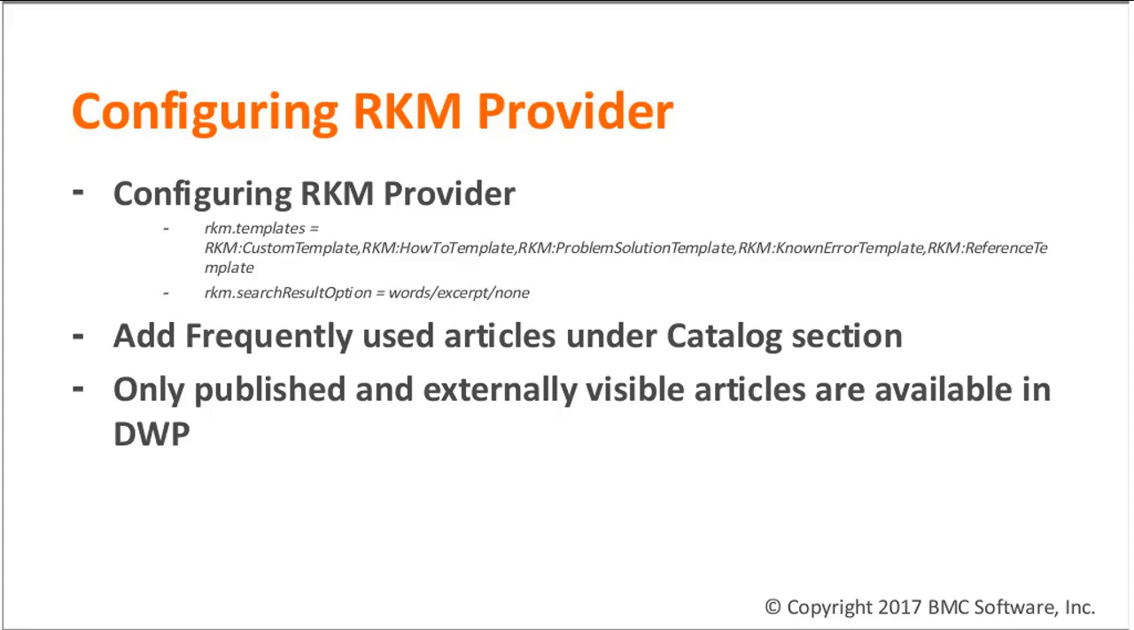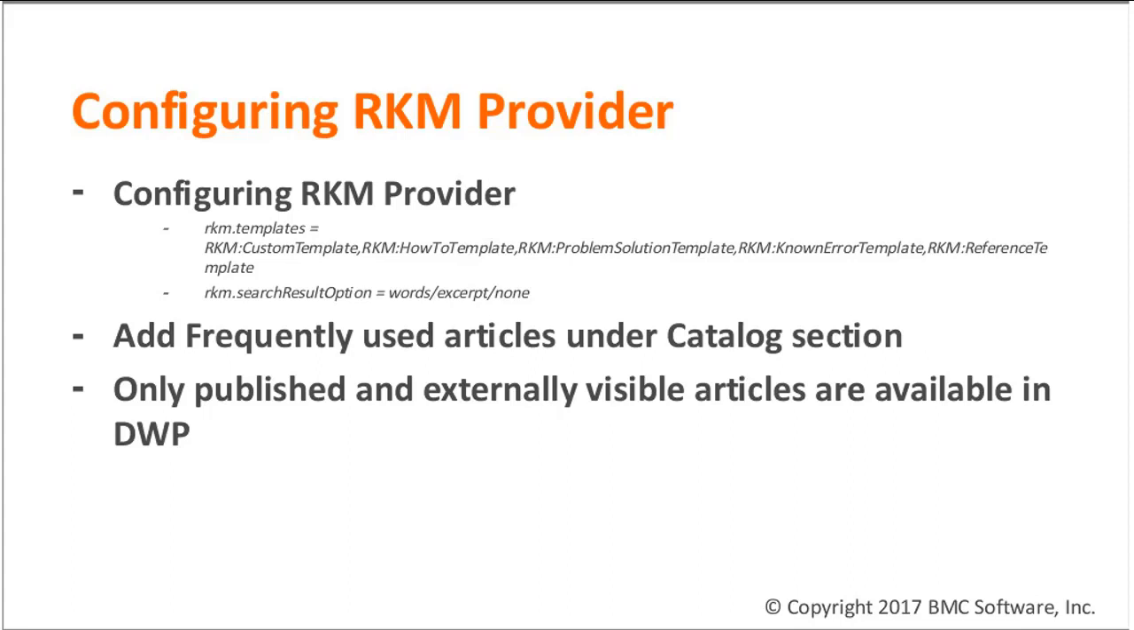When you configure the RKM provider, there is an option to configure the template. So for example, say you don't want to use all the different types of articles that Digital Workplace supports, such as how-to, non-error, problem, reference, etc. And let's say you wanted to expose only the how-to articles in Digital Workplace, you could do so by configuring the RKM templates in the RKM provider section. By default, it has all the template names defined. Let's say you want only the RKM how-to template, you can configure that here and remove everything else.